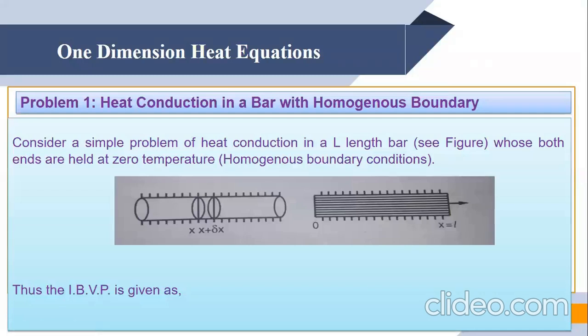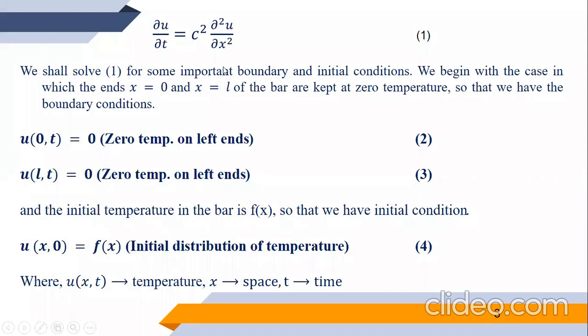In a previous lecture we discussed problem 1, heat conduction in a bar with homogeneous boundary conditions, whose mathematical modeling we also discussed in an earlier lecture. Equation 1 is the one dimensional heat equation, equations 2 and 3 are the boundary conditions, and equation 4 is the initial condition. We solve equation 1 using the separation of variables method.